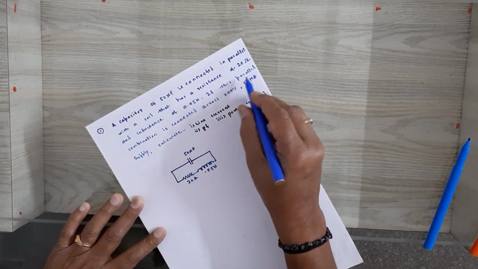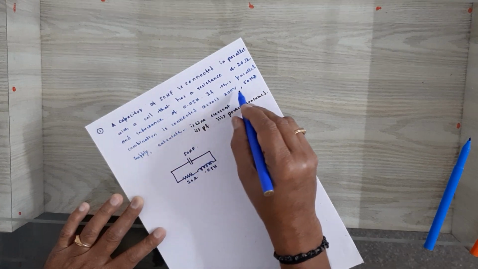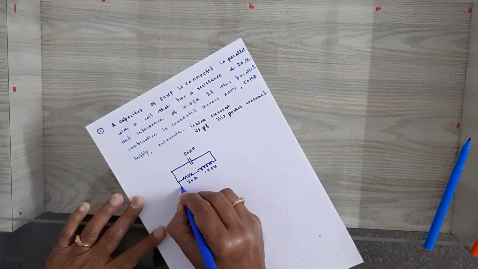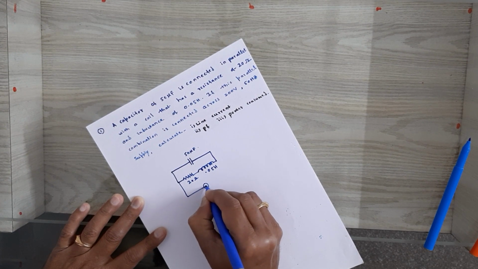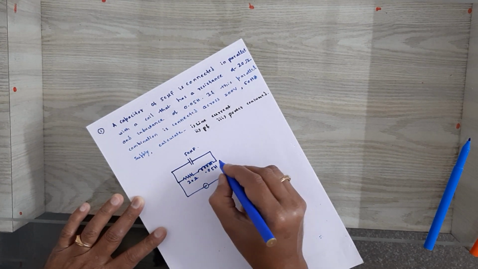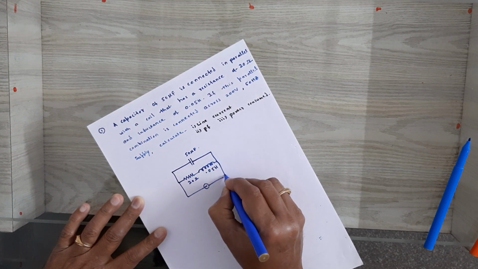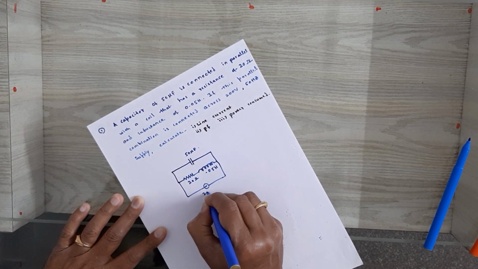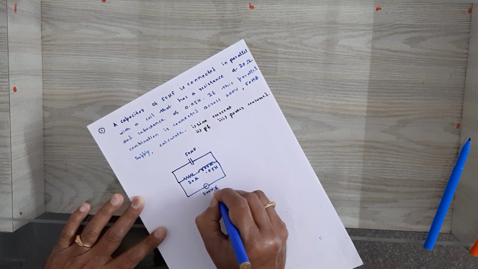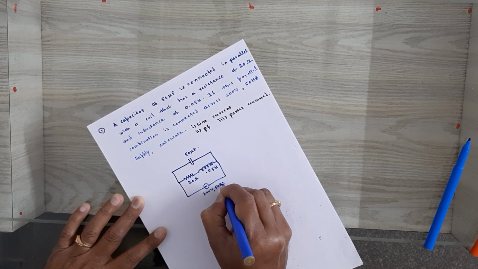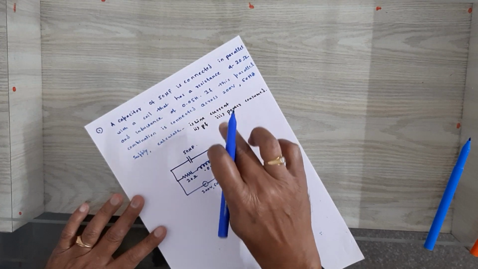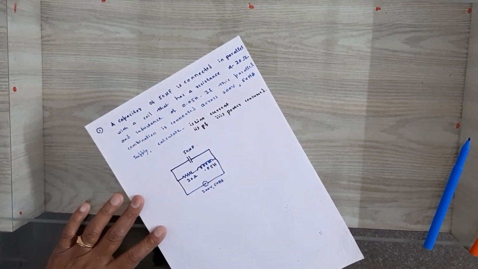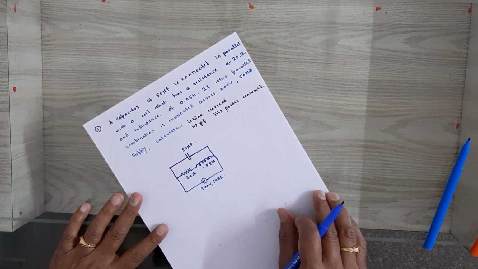If this parallel combination is connected across 200 volts 50 hertz supply, then he asks you to calculate the total current, power factor and the power consumed in the circuit.